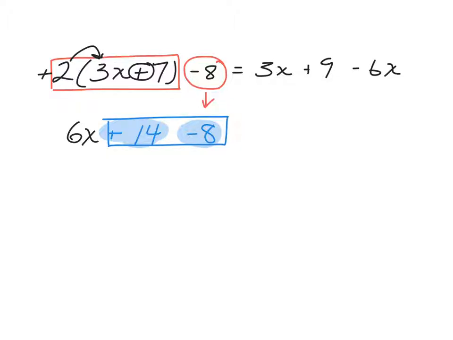If I want to type it in the calculator, I put 14 minus 8, and when I type that into the calculator, I get 6. Oops, sorry. Let me undo that. I get 6x, and 14 minus 8 is positive 6. Now I look at that and I go, okay, I can't simplify that any farther. The first one has a 6x. This has no x's, so I can't combine them.